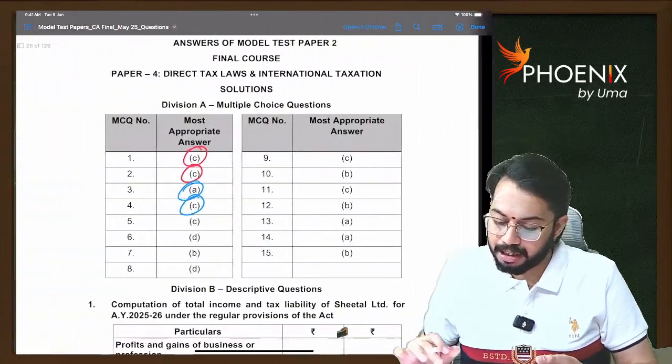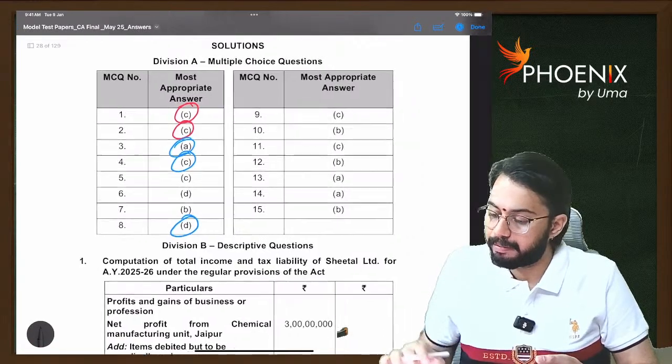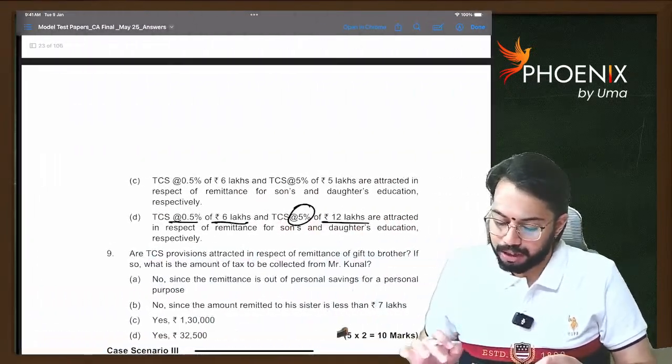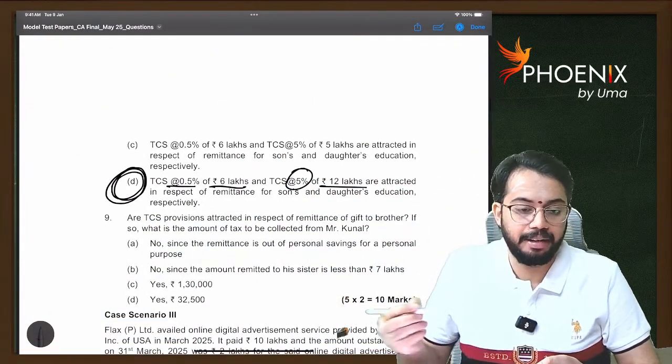Let us see answer for question 8D. You can check answer for question 8 is okay.